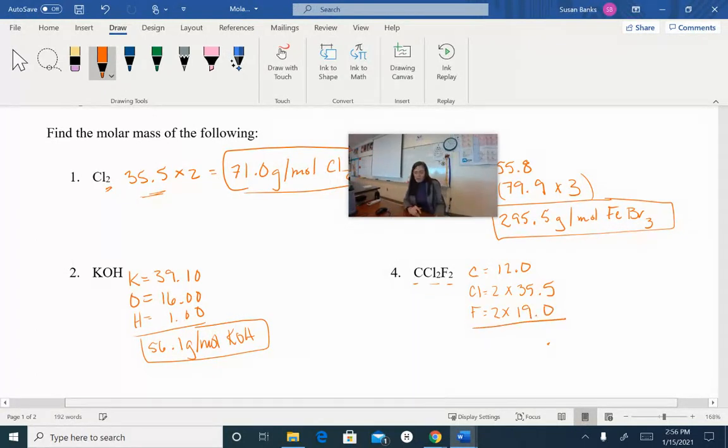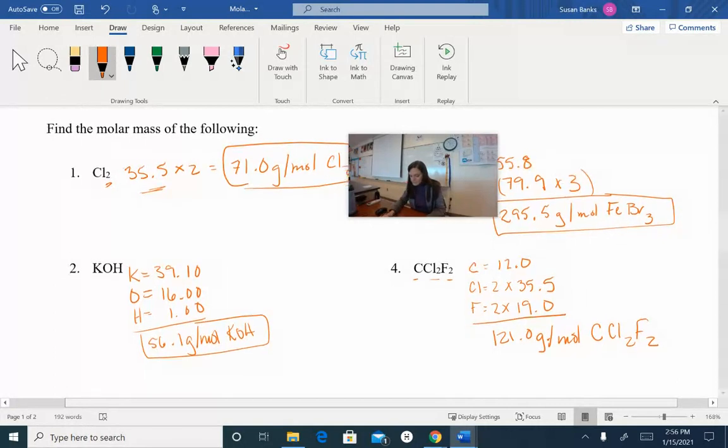We are going to add all of these up. So 12 plus 2 times 35.5 plus 2 times 19. That gives me a molecular mass of 121.0 grams per mole of carbon dichlorodifluoride. Okay? All right.